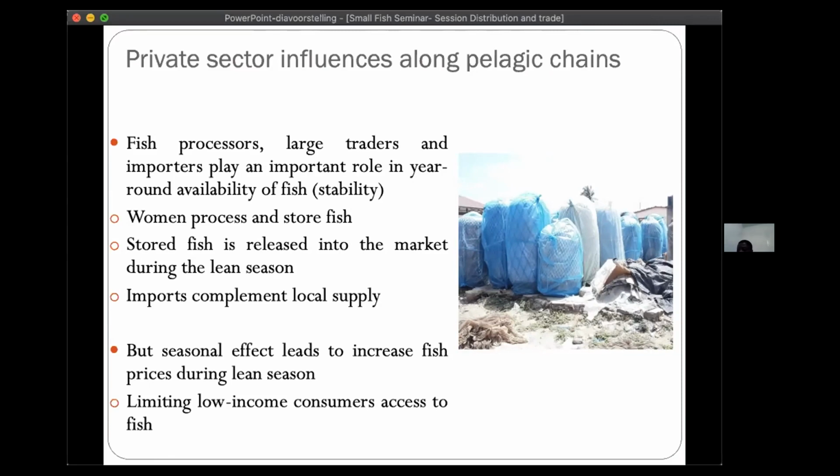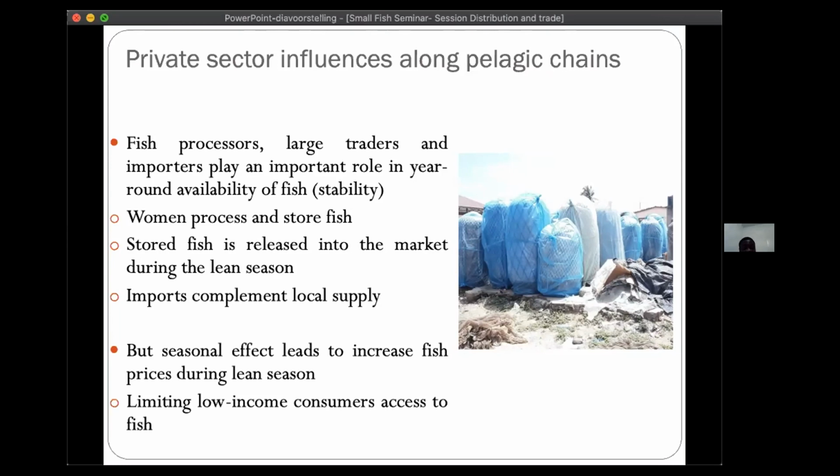As I mentioned, imports of fish complement local supplies, and this role is very, very important during the lean season as they ensure that there is fish during such periods. And fish processors can just substitute by resorting to imports to process and supply onto the market. However, seasonality is something that affects the fish value chains.